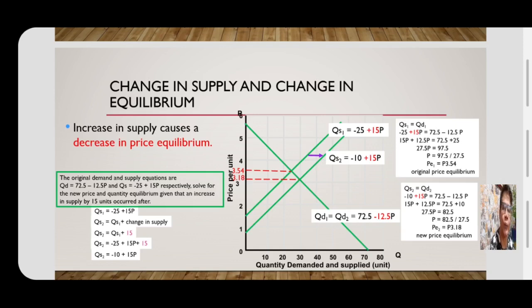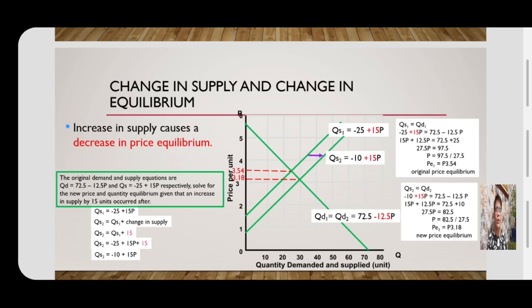So we have now the graph for the original supply equation given by negative 25 plus 15P and the new supply equation given by QS2 equals negative 10 plus 15P, where the original demand curve and the new demand curve are the same because there is no shift and it is assumed constant, so that QD1 is equal to QD2, which is 72.5 minus 12.5P.